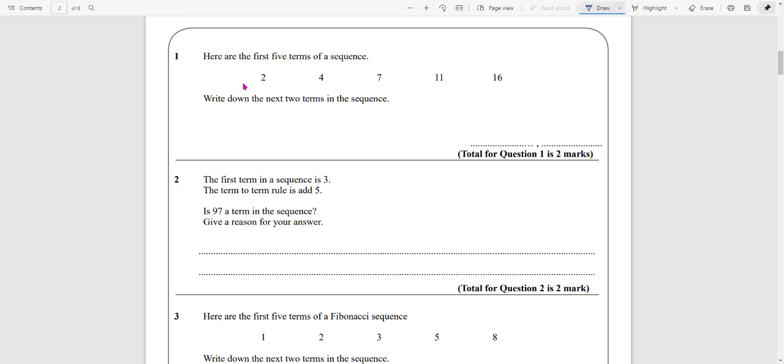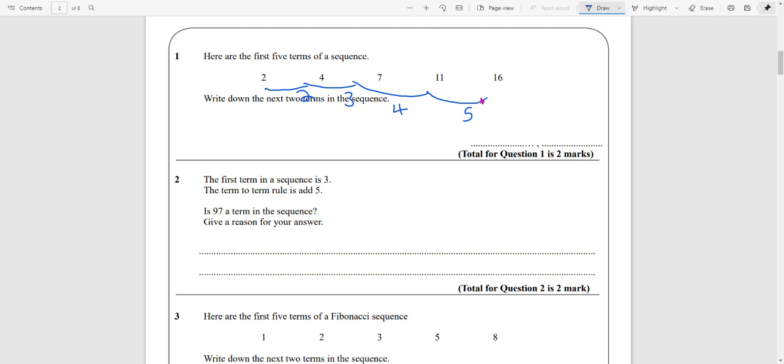Here are the first 5 terms of a sequence: 2, 4, 7, 11, 16. Write down the next 2 terms in the sequence. So let's just start. The difference between 2 and 4 is 2. The difference between 4 and 7 is going to be 3. The difference between 7 and 11 is going to be 4. The difference between 11 and 16 is going to be 5.